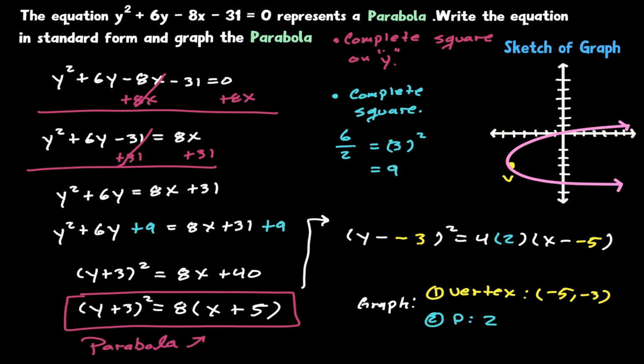And to define the focus, let's use the location of the vertex and move 2 units to the right, which is going to be at the location (-3, -3). And to define our directrix, instead of going 2 units to the right, let's go in the opposite direction, 2 units to the left, which is going to be at the x value of -7. And now we have a good sketch of the parabola that we were given.